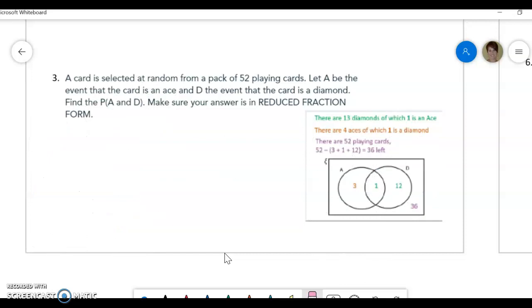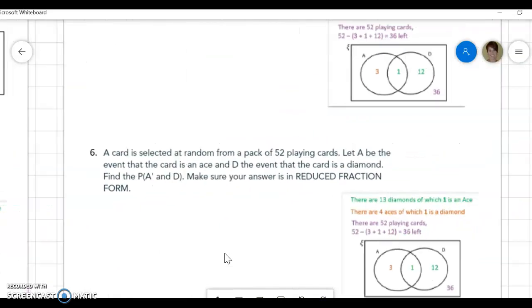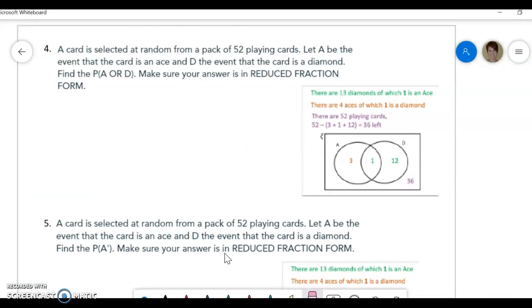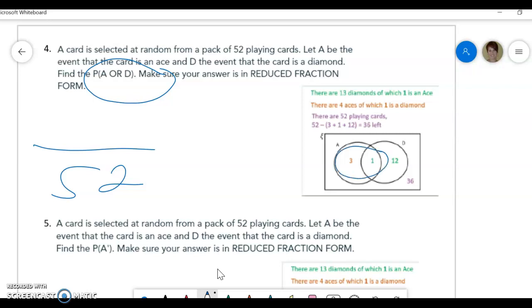to the fourth question that was on Nearpod. And with that fourth question, it was the same situation, but this time it was a union problem. And what I mean when I say union is that it's an or. So out of our 52 cards that we have in the deck, you can draw either an ace or it can be a diamond. Well, we know that we have four. So right here represents the four aces, and we have 13 diamonds. But I can't count that one twice.